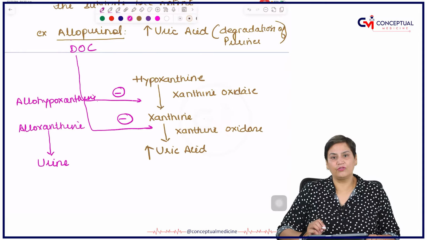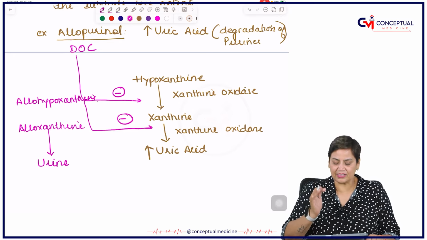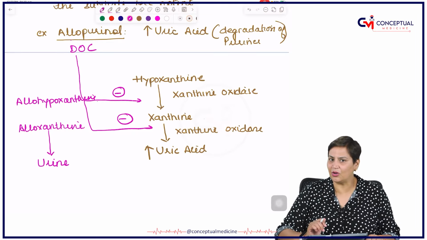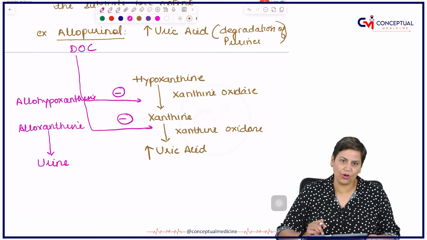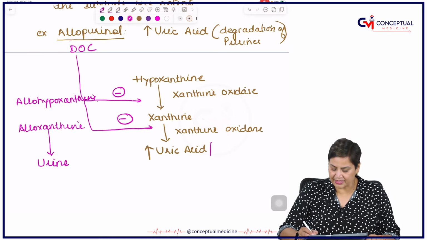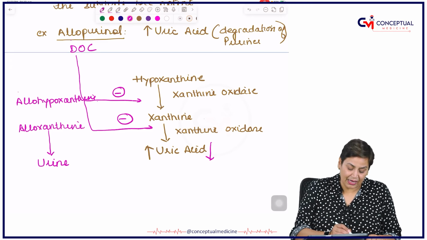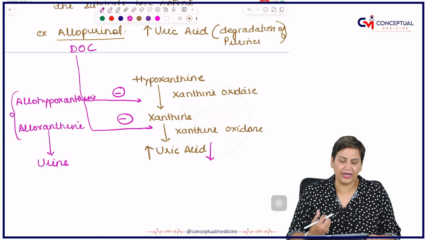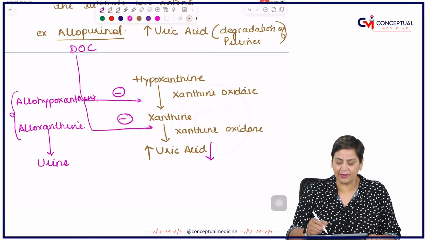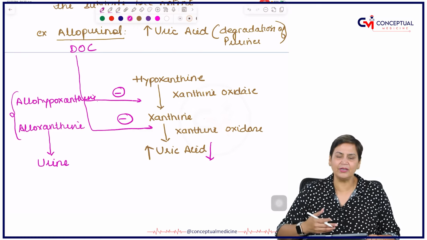That is why it is the drug of choice, because allohypoxanthine or alloxanthine will simply block the activity of xanthine oxidase, and the person can stop taking it when the concentration of uric acid comes back to normal. So it tends to bring the uric acid level down. So why is it suicide inhibition? Because allohypoxanthine and alloxanthine are much more potent, much stronger than hypoxanthine and xanthine. So that is why we say the body has actually committed suicide.